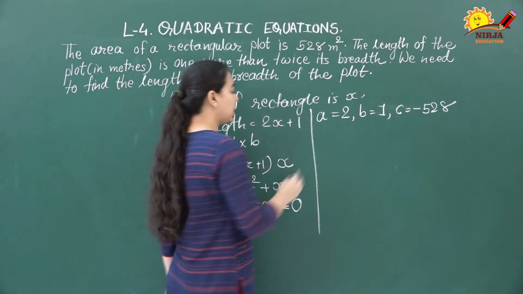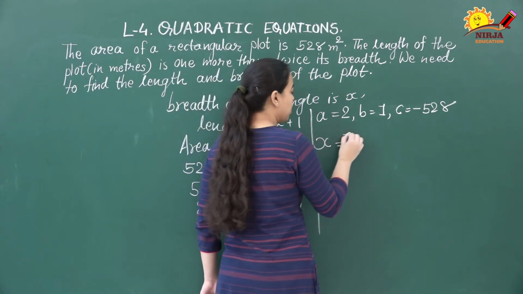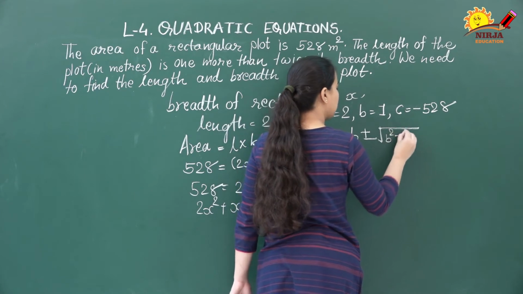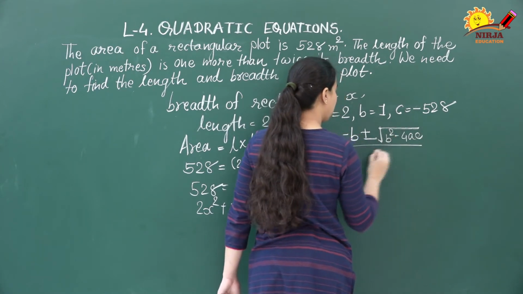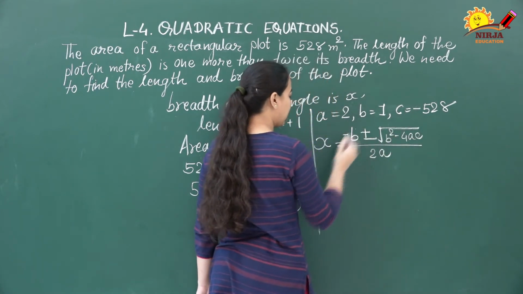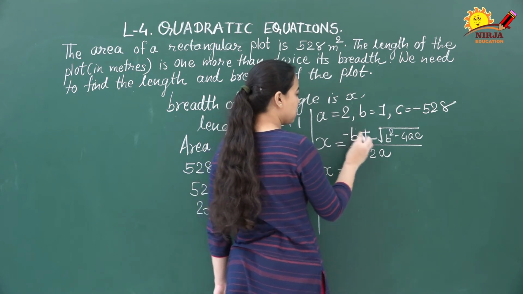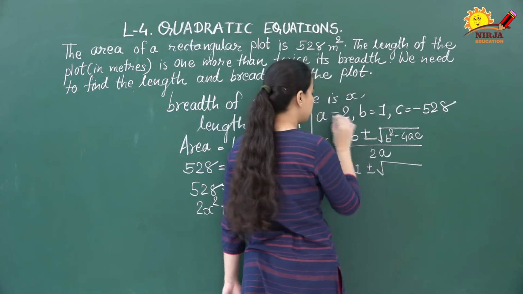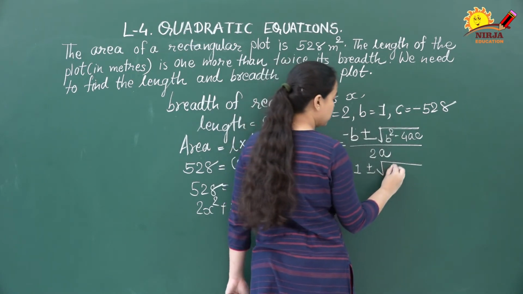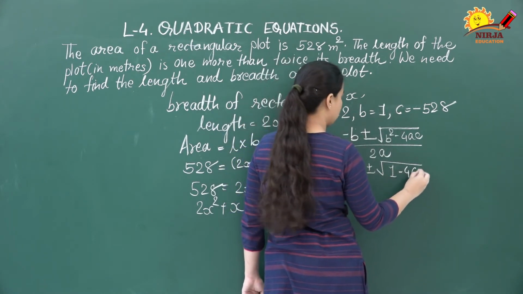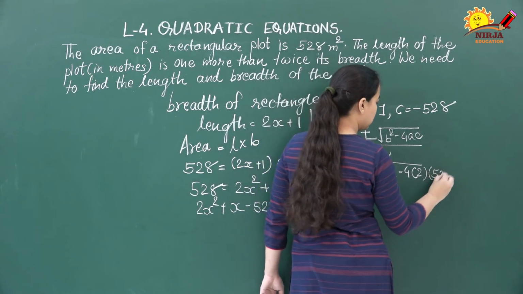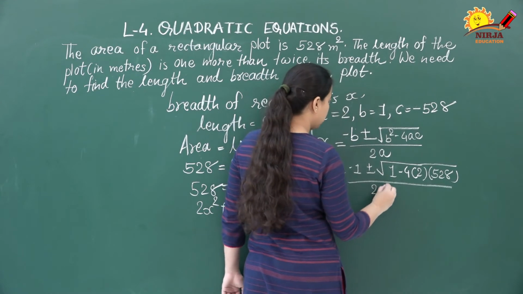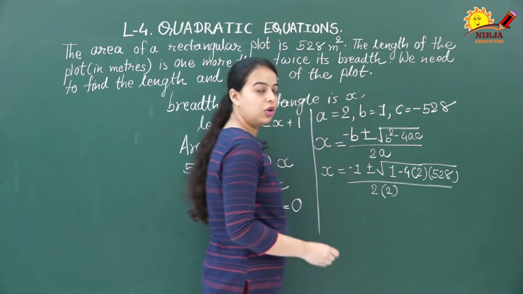So the formula is x is equal to minus b plus or minus under root b square minus 4ac upon 2a. Let's put the values over here. x is equal to minus b, that means minus 1, plus or minus under root b square, that means 1 square, which is 1, minus 4 into a is equal to 2, c is equal to minus 528, upon 2a, 2 multiplied by 2, which is 4.